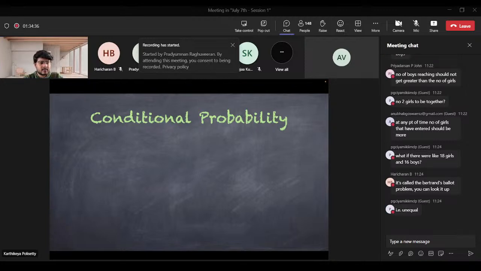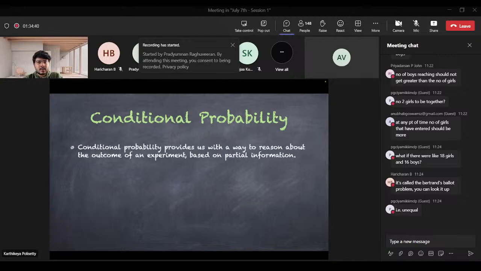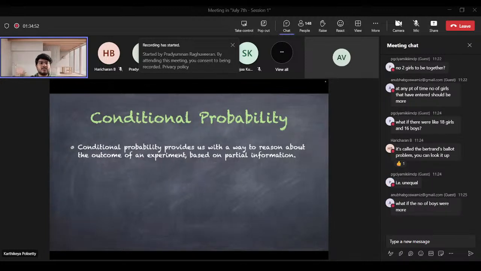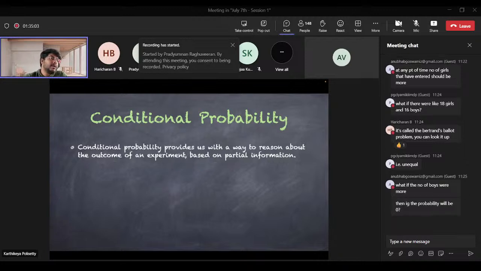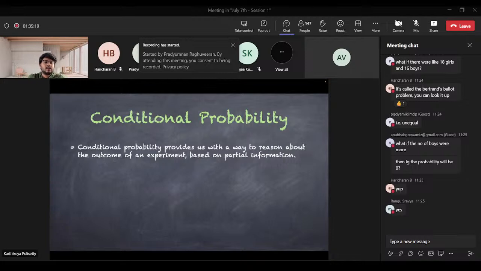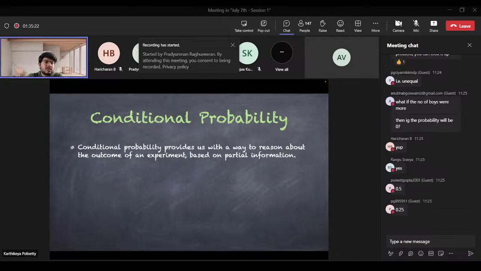Conditional probability. Conditional probability provides us with a way to reason about the outcome of an experiment based on partial information. So what does this mean? Let's go back to our tossing problem. You are tossing a coin twice and you are told that the first toss is a head, and you are asked what is the probability to get both heads. So you are provided partial information regarding the first toss and you are asked about the complete two tosses.